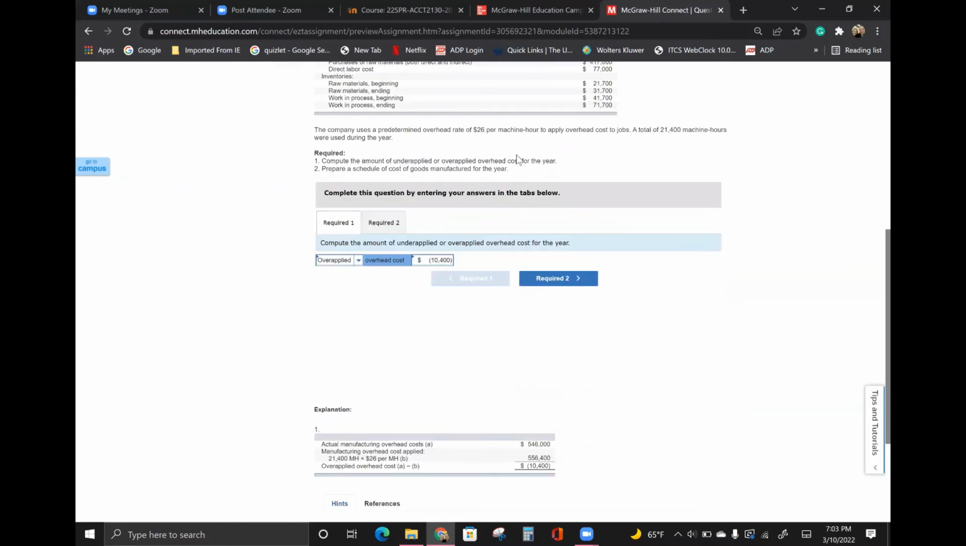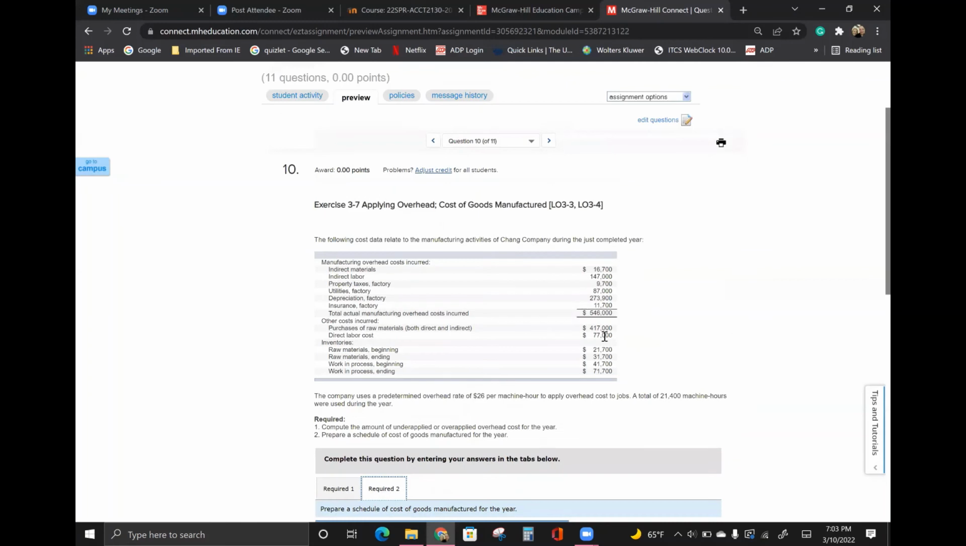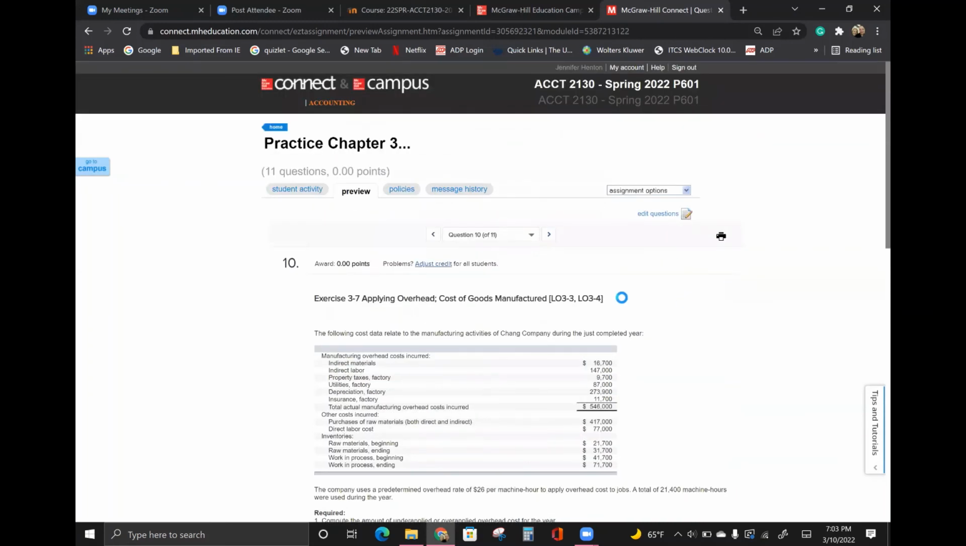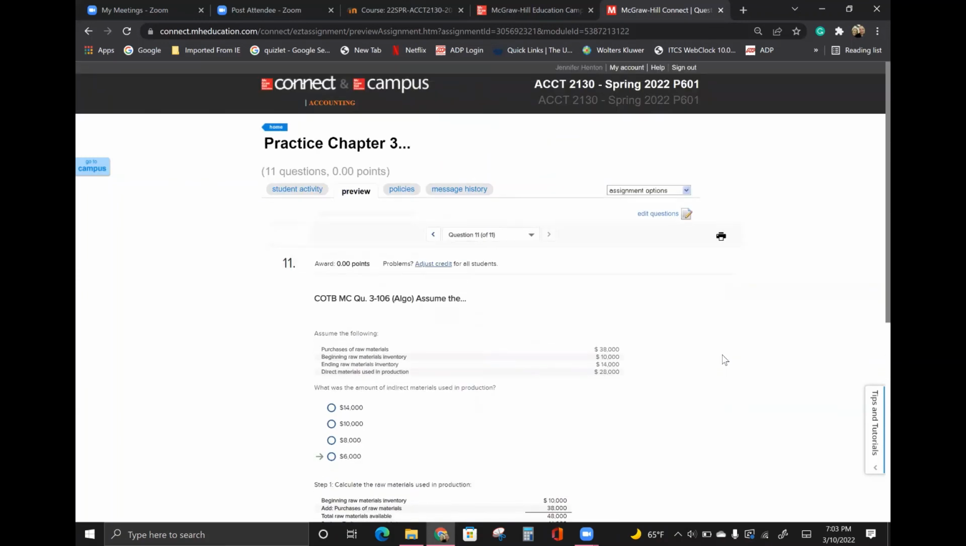Okay, and this one is over or under, and it's also got the schedule again for the cost of goods manufactured. All right, so keep in mind, if you know how to do this, you should be great for the test, because we won't obviously have time to fill out anything in that great detail. So we'll do pieces of it.